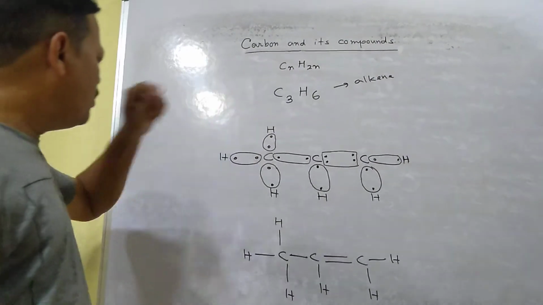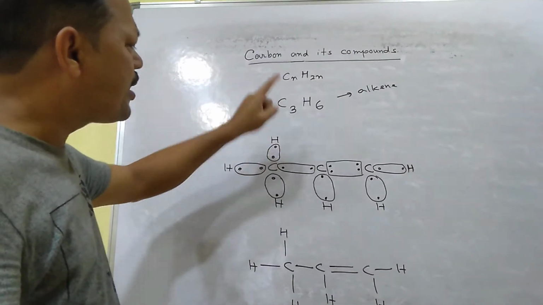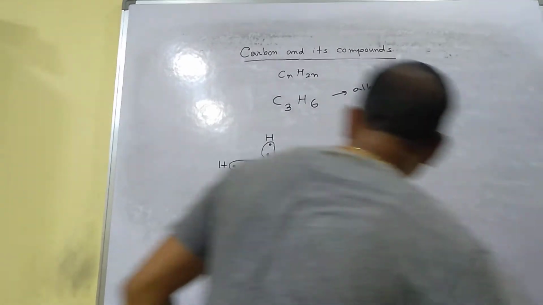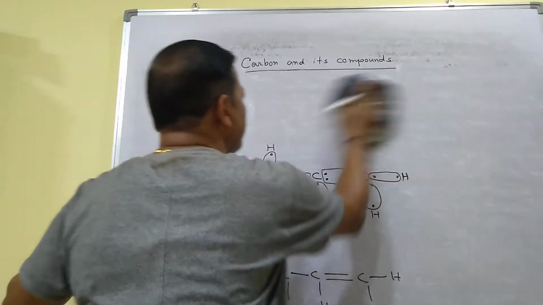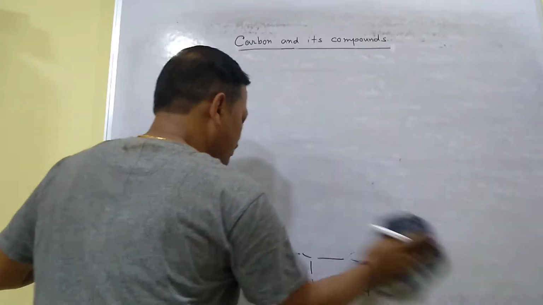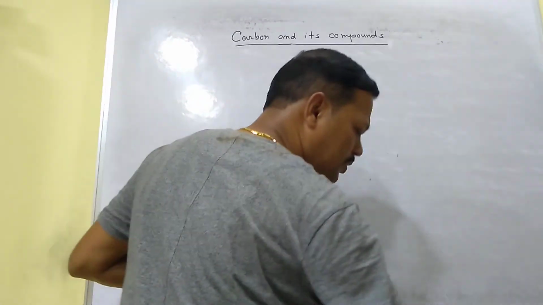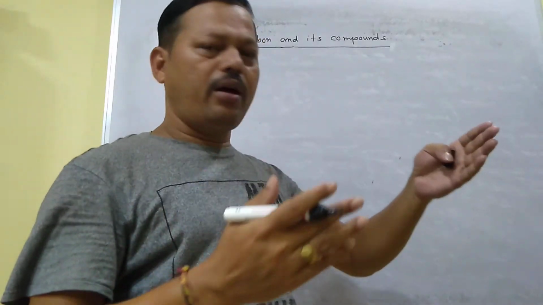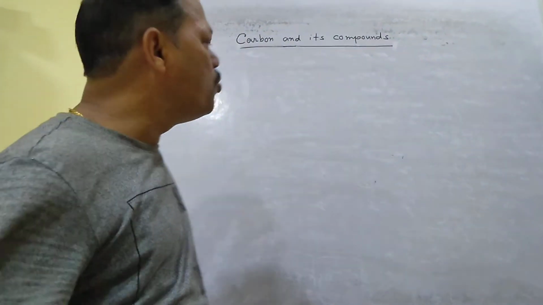So this is the dot picture of propane. Similarly, in this way you can draw methane, ethane, propane, and so many dot pictures are given in your book also.